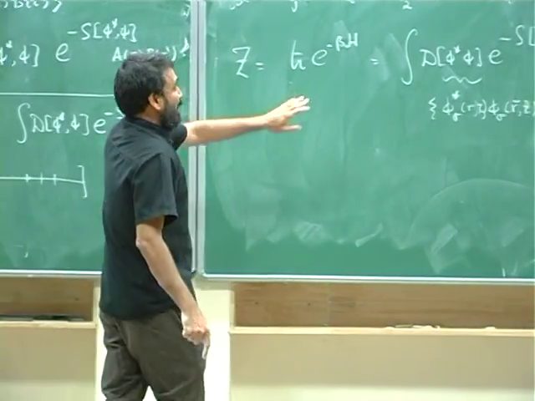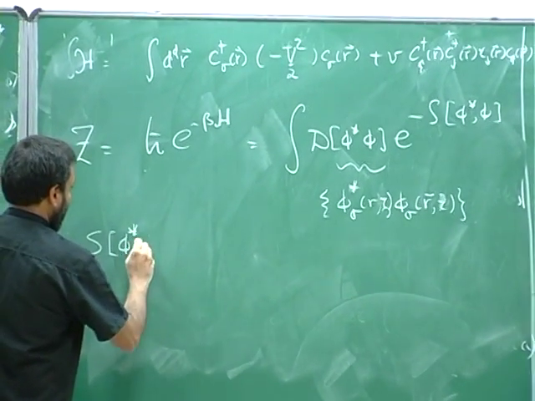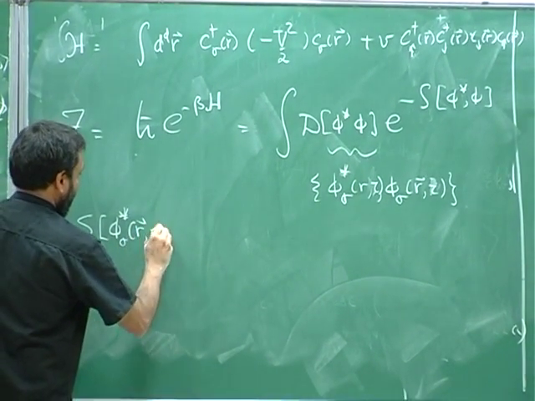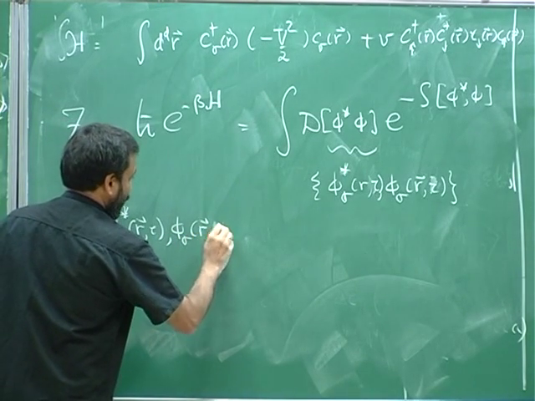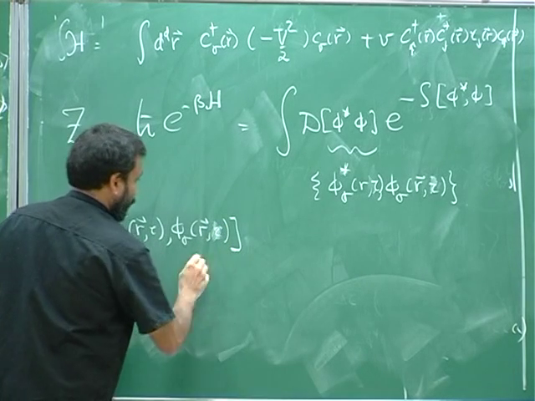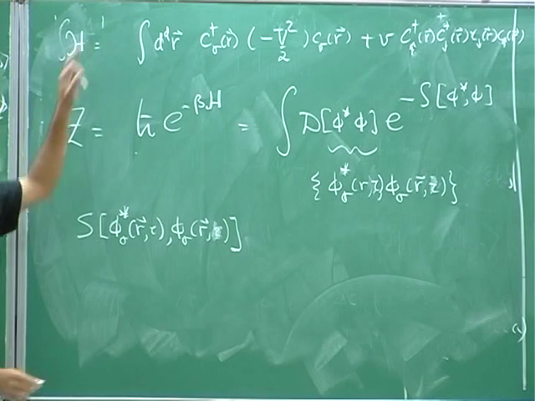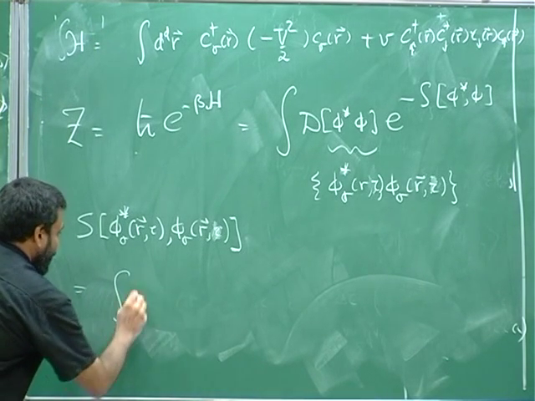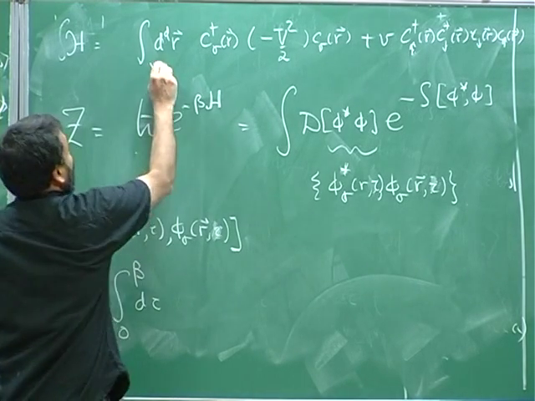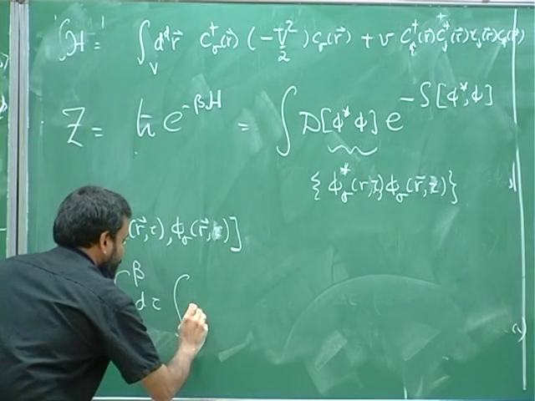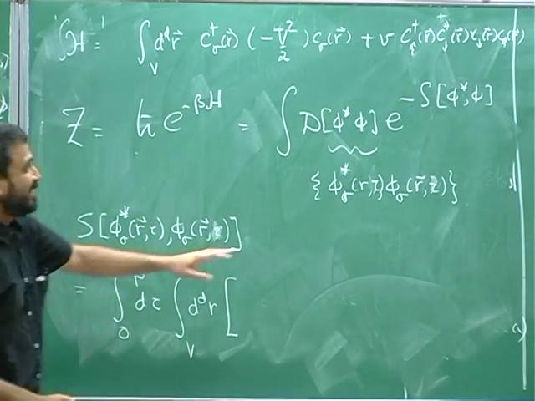All right, and what is the action? It's a function of this function. Very easy. Just stick this integral 0 to beta d tau. So this goes from integral 0 to beta d tau, and this is over some volume, so this is the integral over volume d^d r. And then what will I have? I'll have this kind of terms.